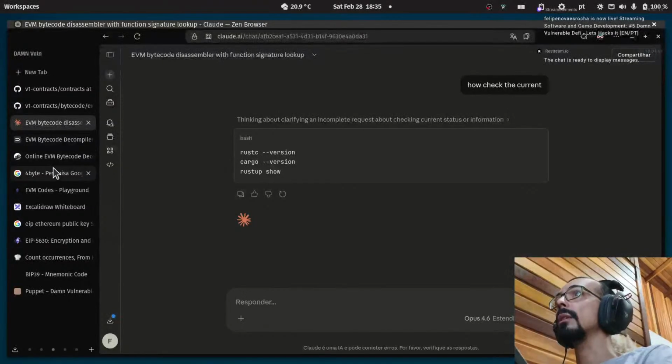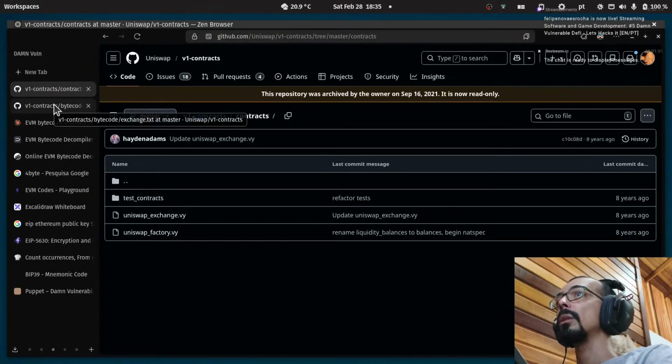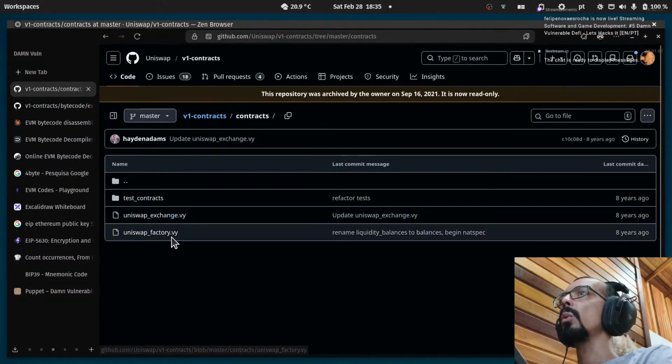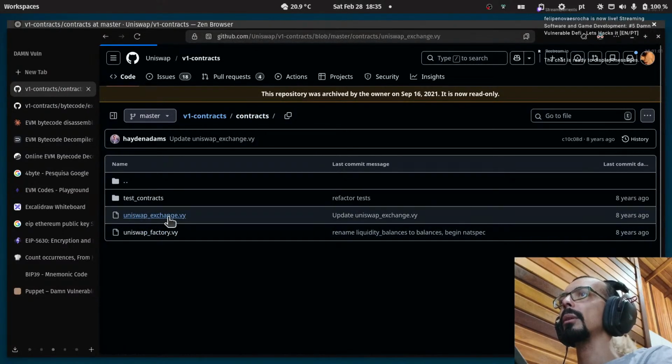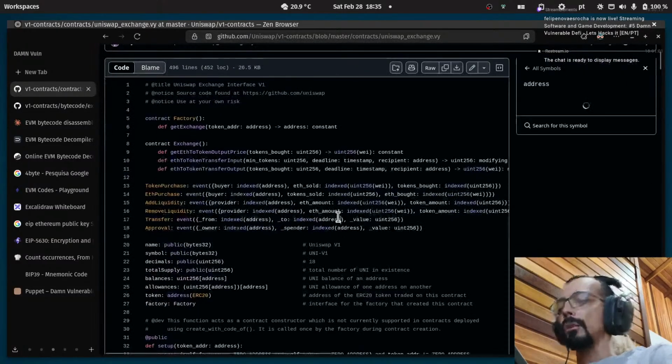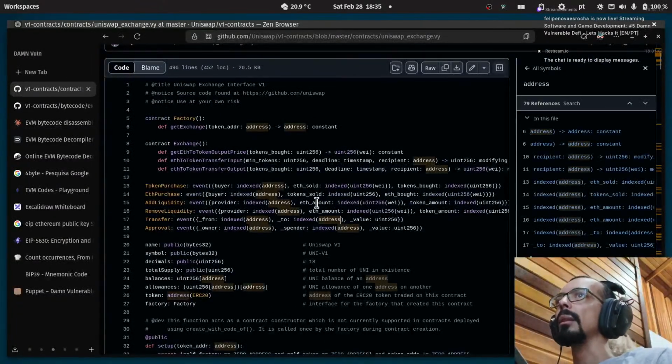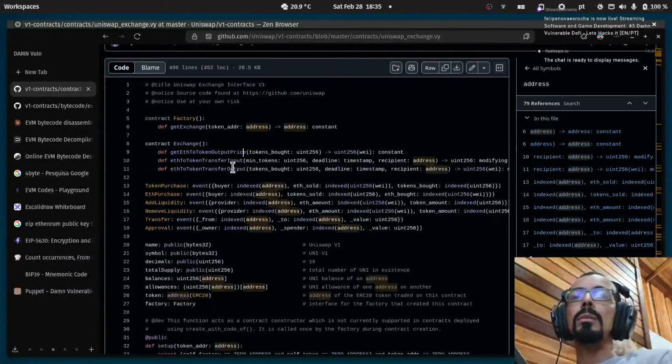Also, I'm going to need to see the code. For the Vyper one, oh, the view one was in Vyper. True, I just forgot about that. That's why the thing is in bytecode, right? That's too little.